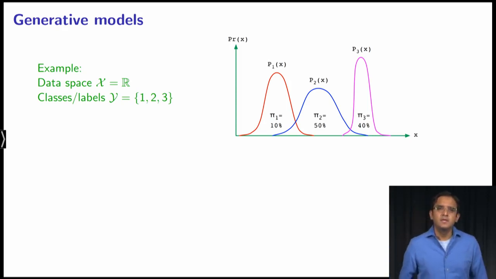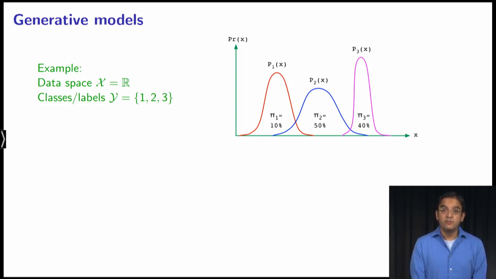Here's a picture in which there are three classes or three labels. Let's call them 1, 2, and 3. So the label space Y is just the set 1, 2, and 3. And let's say that the data is very simple. The data just has one feature. So the data points are one-dimensional, and they can just be plotted on the line.